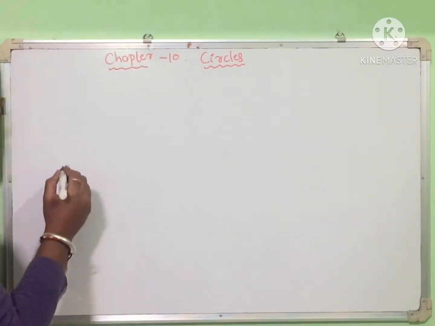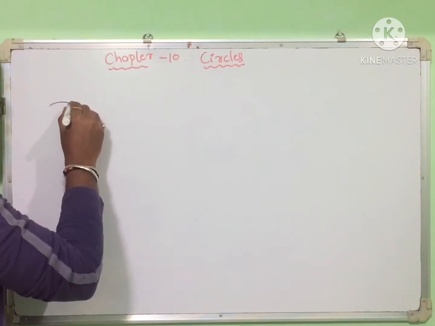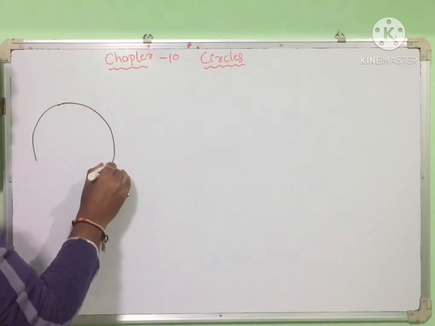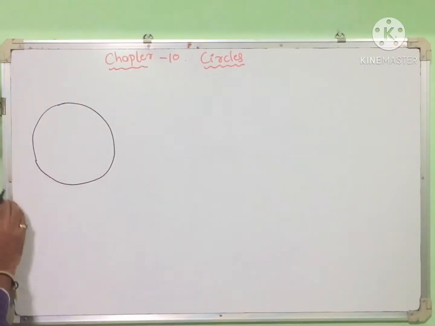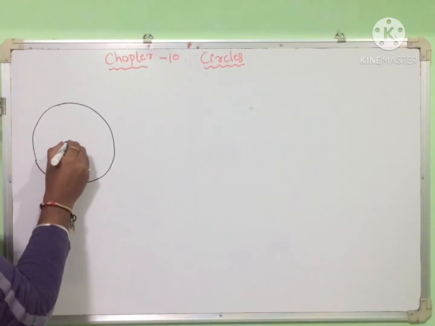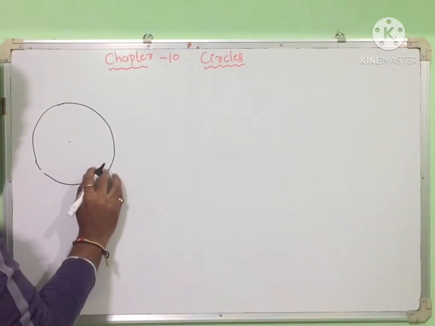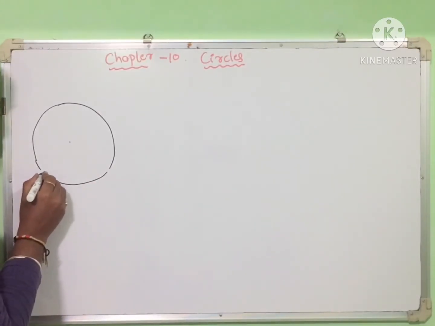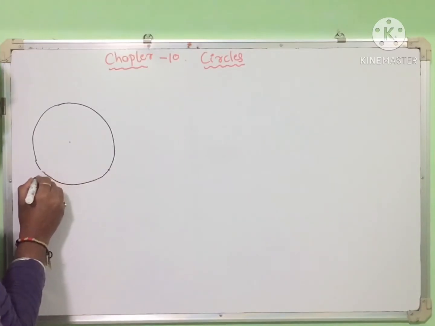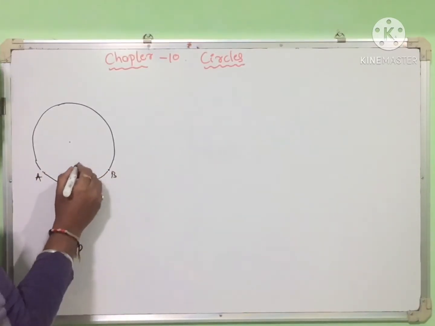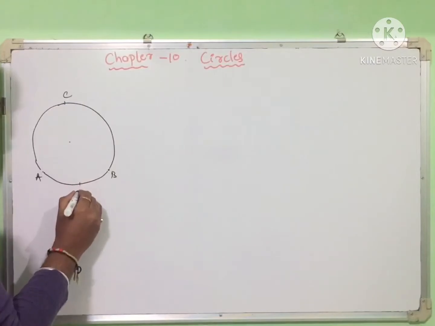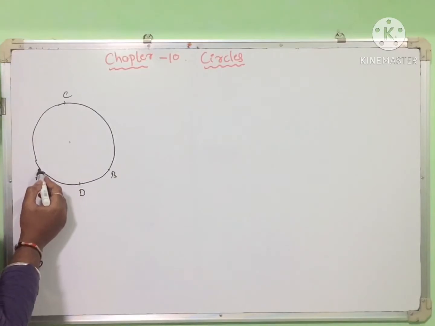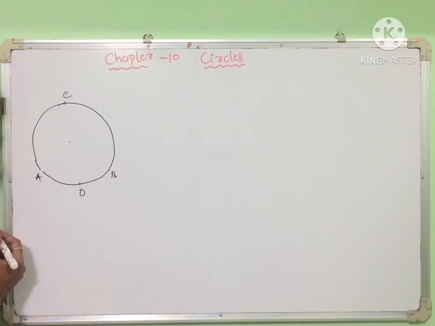Well students, the next concept is an arc. So what is an arc? The pieces of a circle are called arcs. So here is the circle. We make two pieces of this circle, and these pieces are called arcs. I will give names here: A, B, and here C and here D. ADB is an arc, and here ACB is also an arc, right?